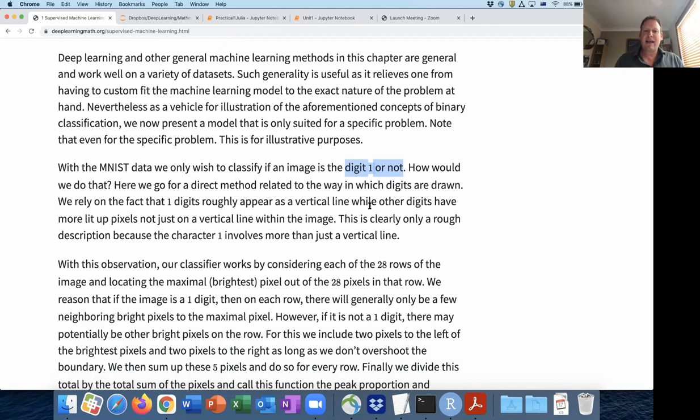Now, if you try to design such a classifier from first principles, thinking about what a one digit looks like, you can see that if you plot a one digit, it's roughly a vertical line going straight up.